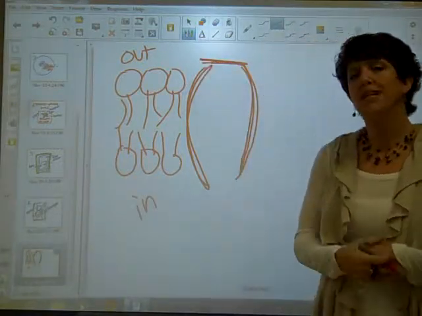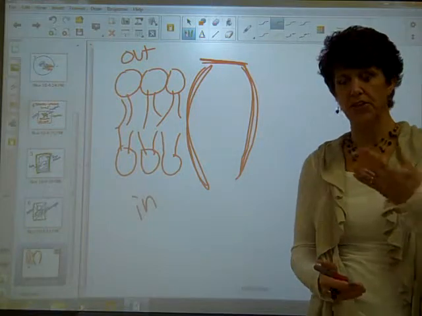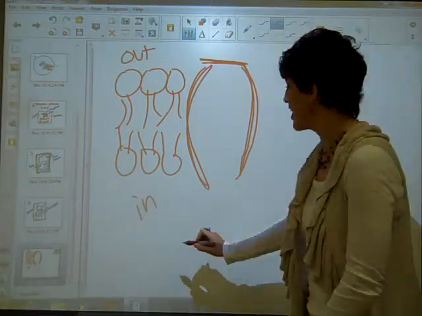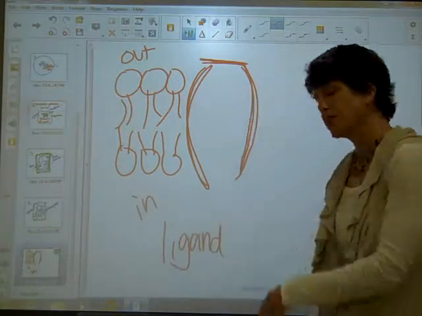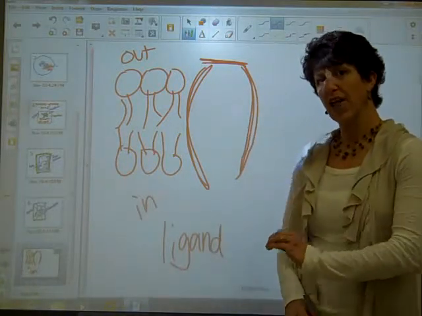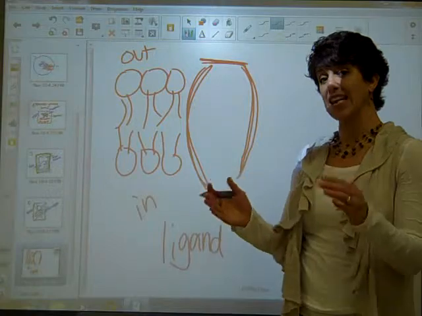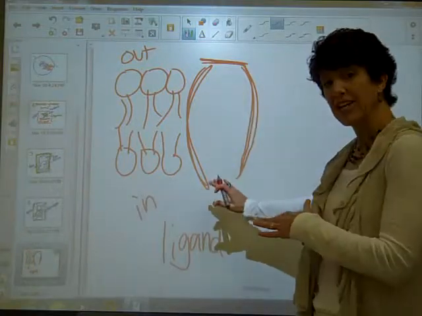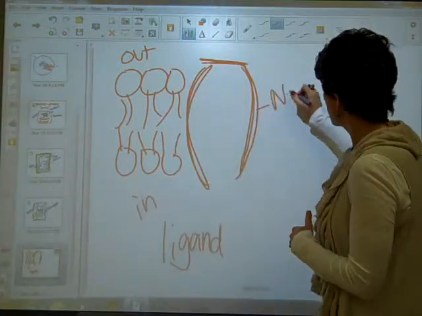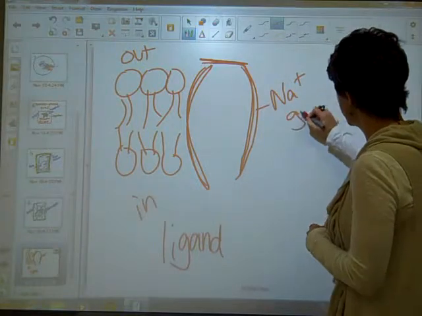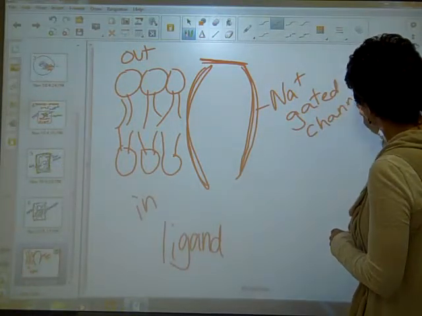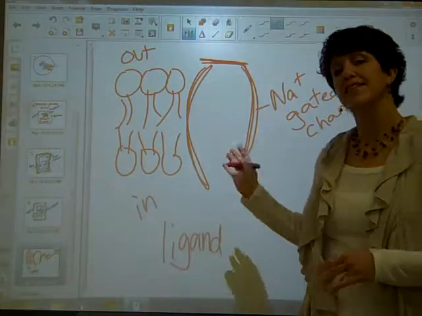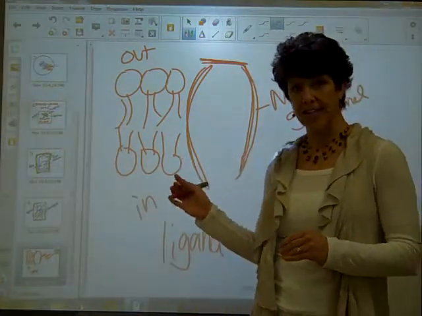And the opening of the gate requires a certain chemical, and we call this chemical a ligand, L-I-G-A-N-D. So that is a specific chemical that will cause a gate to open. This channel is a sodium gated channel. So this is the kind of thing that you would find in a nerve cell.